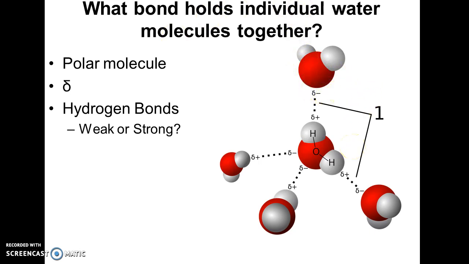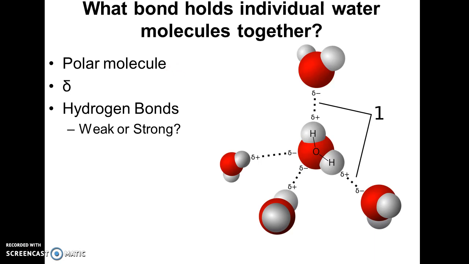And hydrogen bonds are relatively weak, but because water is such a small molecule, in one drop of water there could be trillions of water molecules. Because there's so many of them collectively, it ends up being a strong force or a strong bond together. So individually weak, but collectively strong.